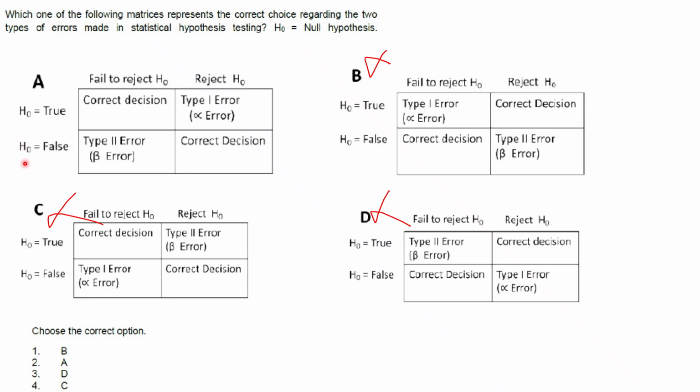Then next case. You fail to reject the null hypothesis when it is actually false. So null hypothesis is false. What is your null hypothesis? I am having the disease. So what you do? You do the medical test. It shows a negative result. You don't have the disease. But in reality, you are sick. Okay. So that is type 2 error.